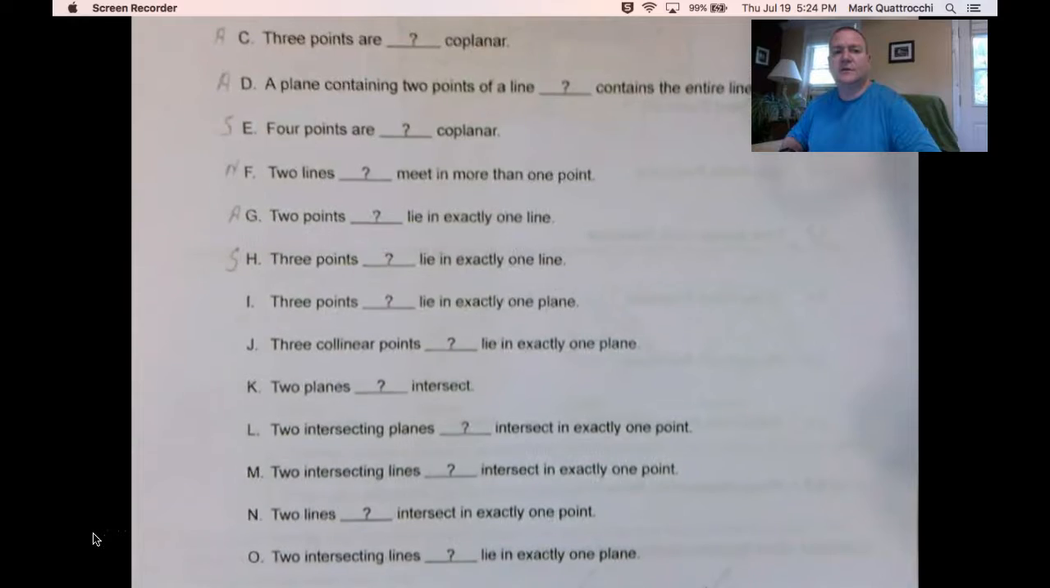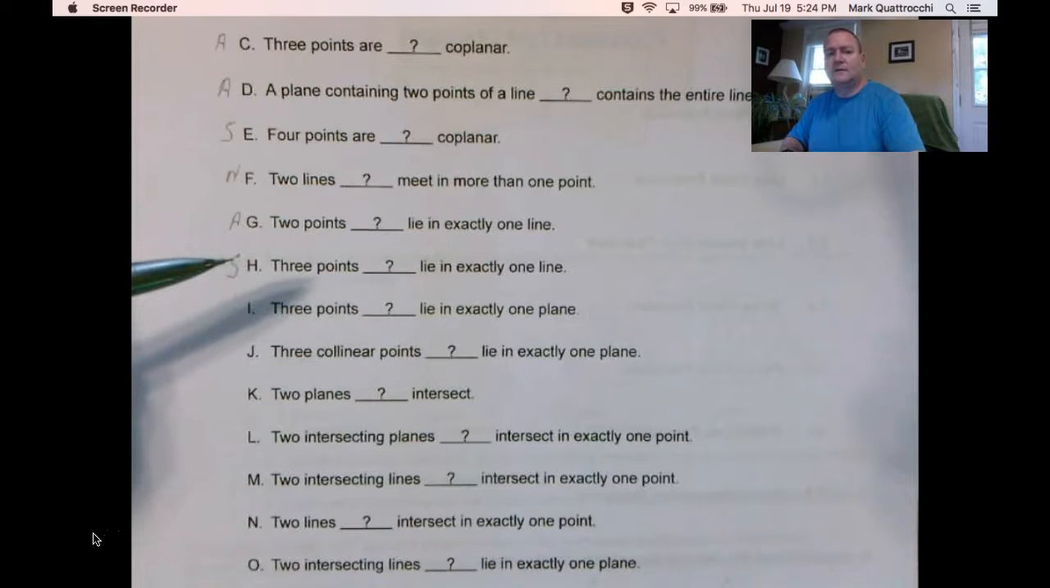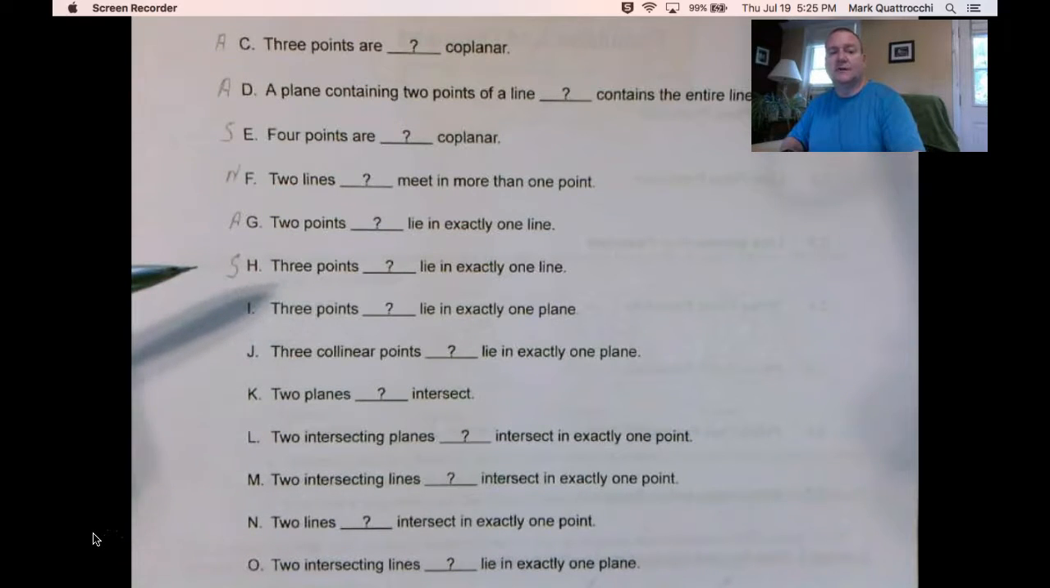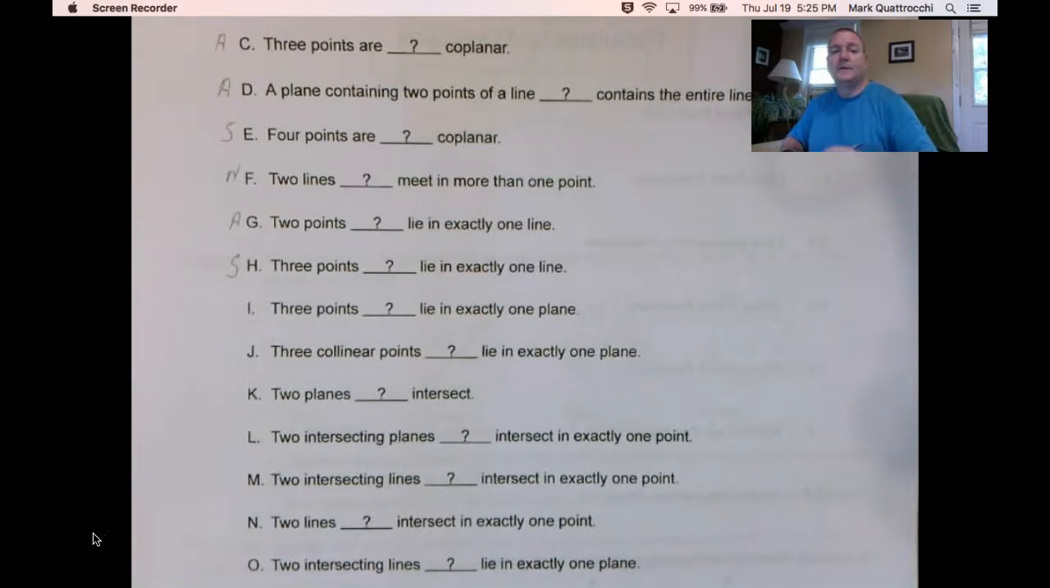To answer these questions, it's oftentimes good to say, can I draw a situation where this is true? Can I draw a situation where this is not true? If I can draw a situation where this is true, and I can draw a situation where this is not true, then the answer is sometimes. If I can only draw a situation where it's true, then it's always. And if I can only draw a situation where it's not true, then it's never.